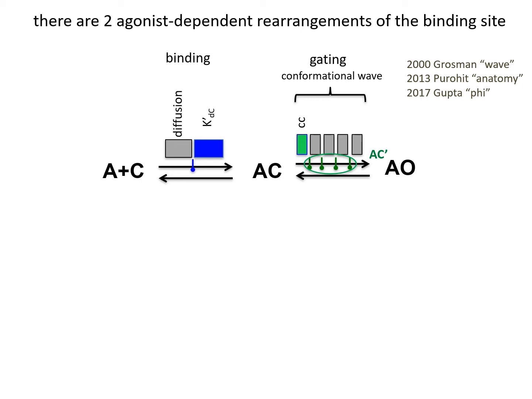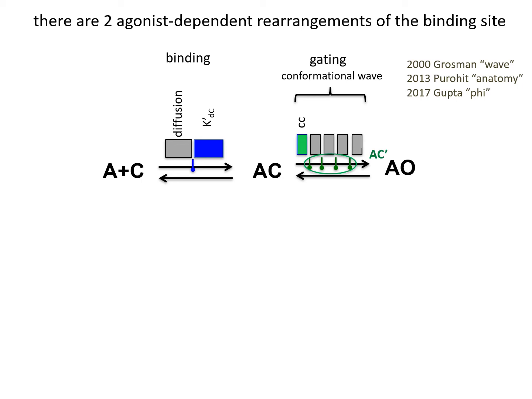And similarly in gating, I'll go on to show you that there are, I think, 4 intermediate states. That AC prime state or flip state really is composed of 4 different high affinity non-conducting states. And together these states form a gating conformational wave that connects the binding site with the gate region in channel opening and reverse in channel closing.